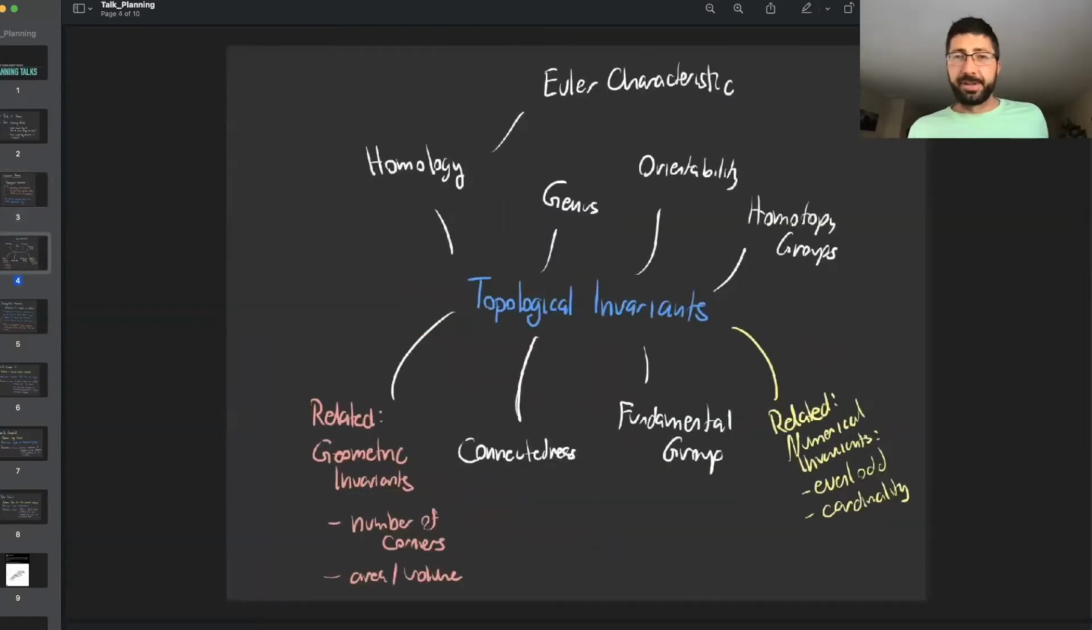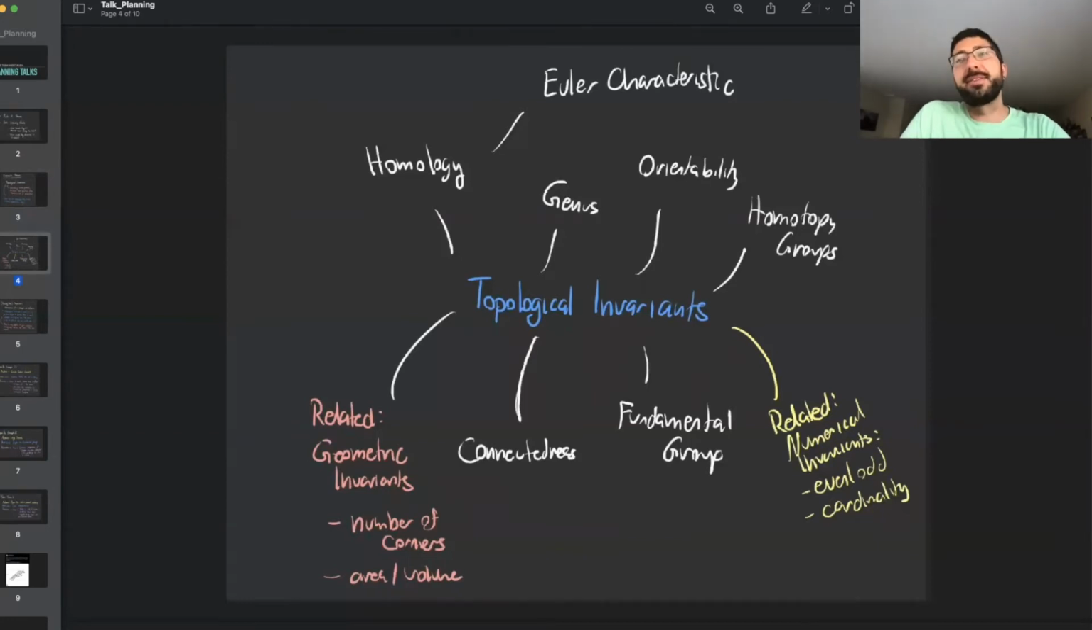The next thing I would do, once I've chosen that topic, is make an idea web for myself. Secretly, when I started thinking about the talk, I was going to give them a talk about the fundamental group. But I zoomed out and let myself think, okay, I'm giving a popular talk. I'm going to talk about a topological invariant. That's one example. Let me start listing a bunch of other exciting topological invariants.